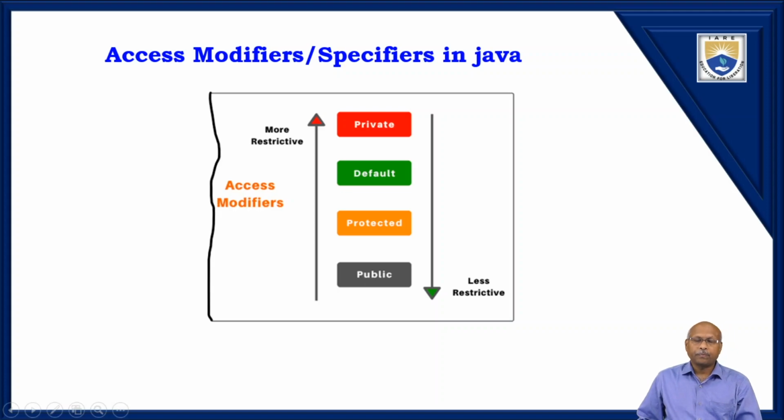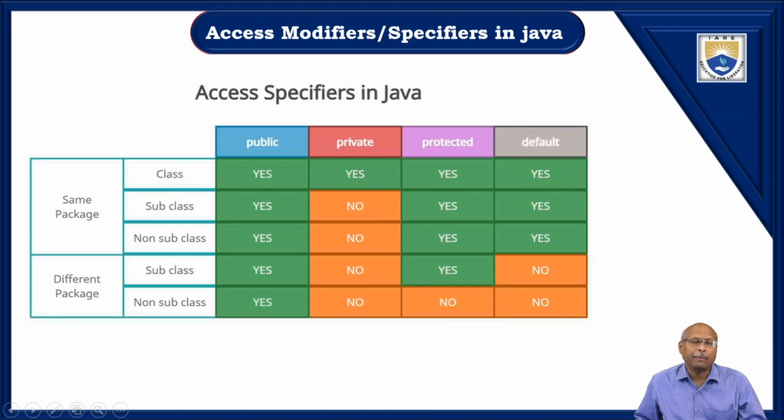So these are the four important access modifiers or specifiers in Java. In some books they will say access modifier, in some books they will say access specifier. Both are the same, don't worry about that. These access specifiers or modifiers you can use along with the class, along with subclass, along with non-subclass, along with different packages.